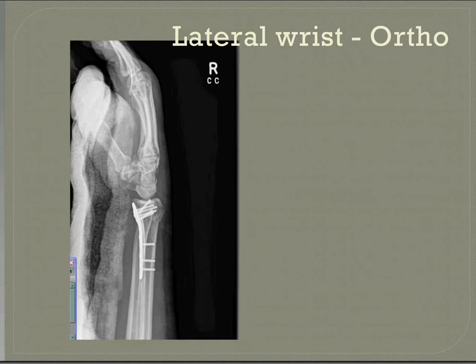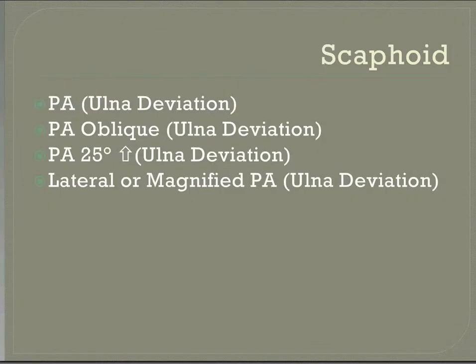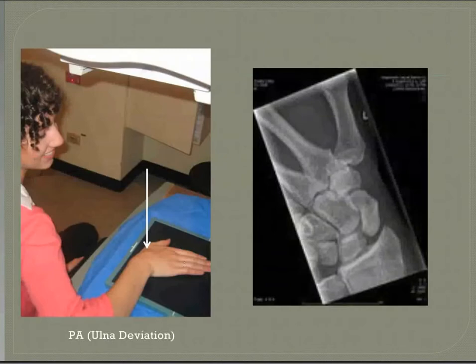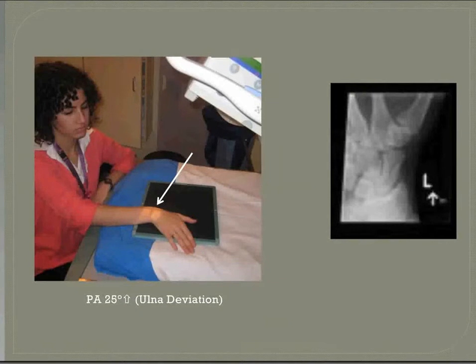Scaphoid views, so there's a range that are done. The PA with ulnar deviation, and the PA with, I believe that's the 25 degrees of volar flexion as well.